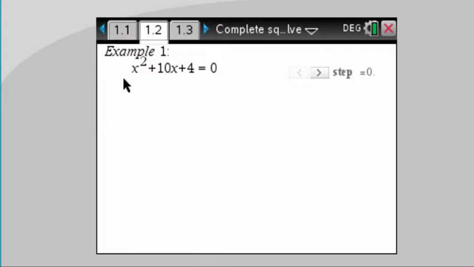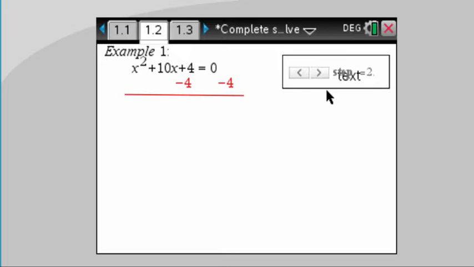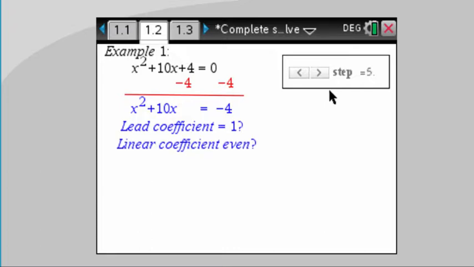Notice I have a lead coefficient of 1 and an even linear coefficient, which makes this ideal. Step 1, move the constant to the other side. Subtract 4. X squared plus 10x equals -4. Is the lead coefficient equal to 1? Yep. Is the linear coefficient even? Yep. Good. Half of 10 is 5. 5 squared is 25. Add 25 to both sides.